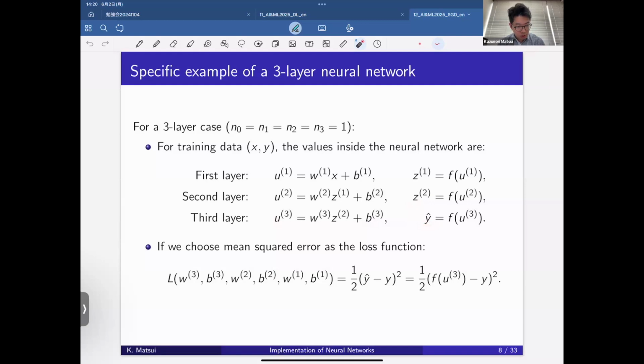So when we choose mean squared error as a loss function, just like this, the loss function becomes a function determined by W1 to W3 and B1 to B3. It is defined as one half of the square of the difference between the predicted value and the actual value.